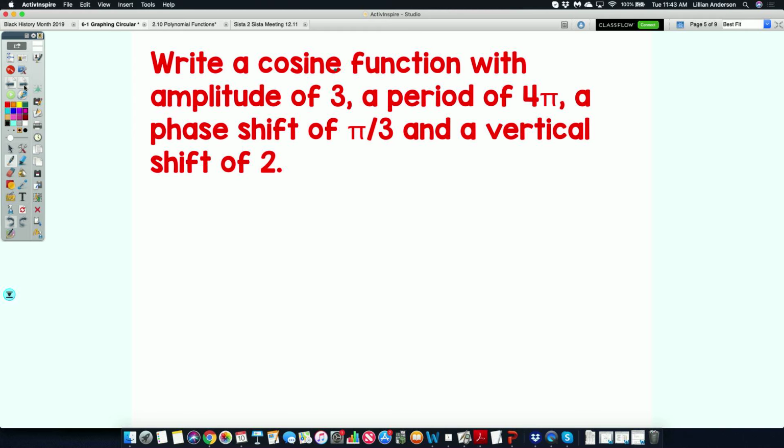Look at this one. We're going to write a cosine function that has an amplitude of 3, a period of pi over 4, a phase shift of pi over 3, and a vertical shift of 2. So I'm writing a cosine function. Do you want to do it with the b factored out or the b already in? B already in. Okay.